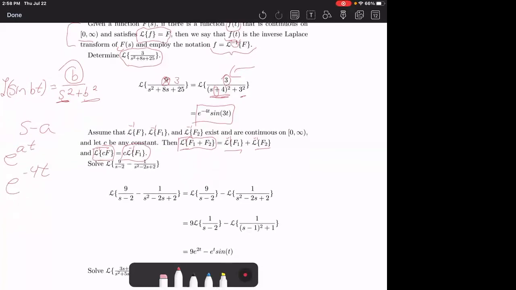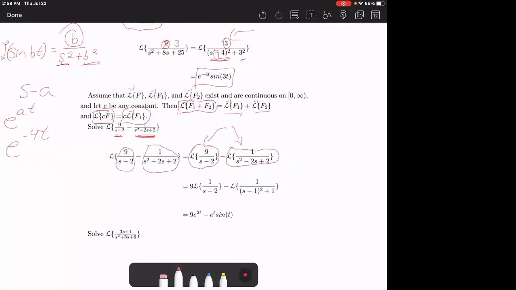Okay, let's try to solve another one. Let's solve, the Laplacian is 9 over s minus 2 minus 1 over s squared minus 2s plus 2. What is the Laplacian of this? Well, it's already broken into this sum, so we're not going to do anything about that. So we're going to use our linearity to break it into two pieces. And then we're going to factor out this 9.